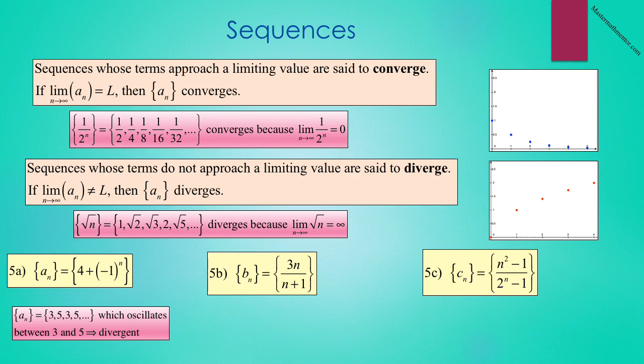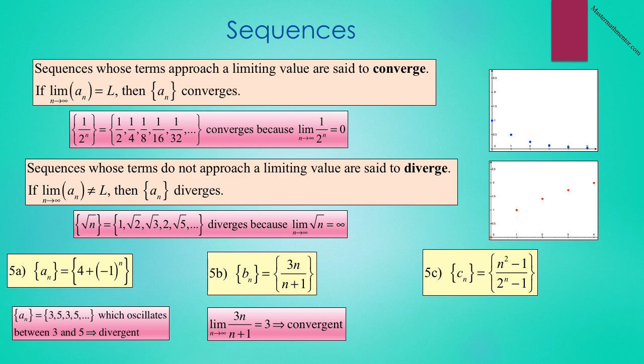It is always a good idea to write out the first few terms of the sequence, and we get 3, 5, 3, 5, dot, dot, dot. This oscillates between 3 and 5 and will never reach a limit, so this sequence is divergent.